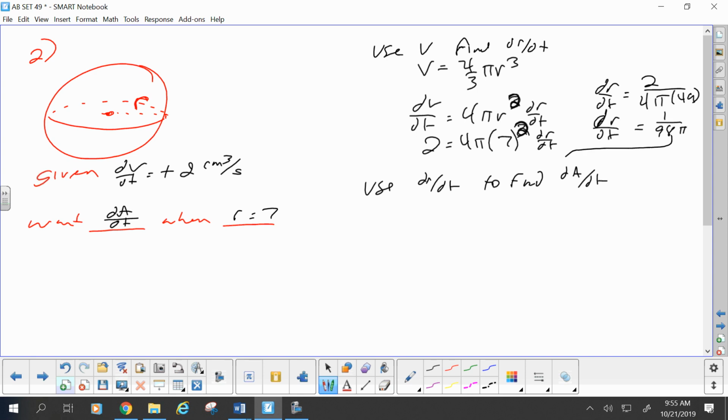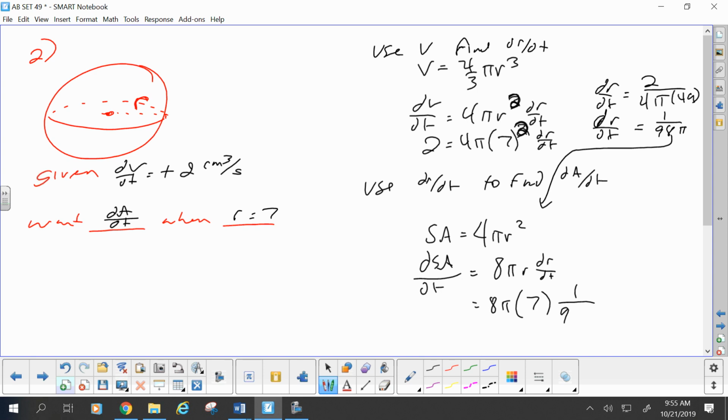I'm not going to worry too much about units on that because that's not my final answer. Now surface area. What's the surface area formula for a sphere? 4 pi r squared. Now if I take the derivative with respect to time, it's 8 pi r dr dt. Now we have everything we need. 8 pi is constant, the radius is 7, and dr dt is 1 over 98 pi.